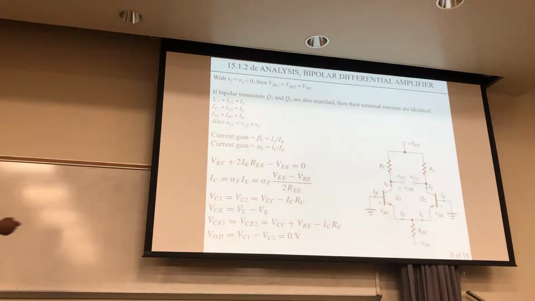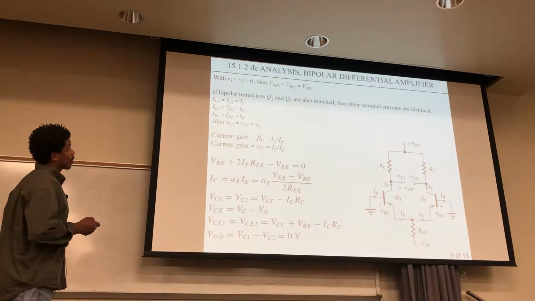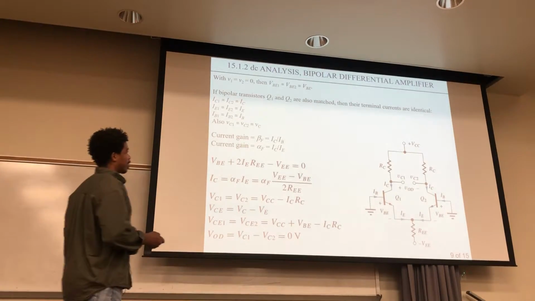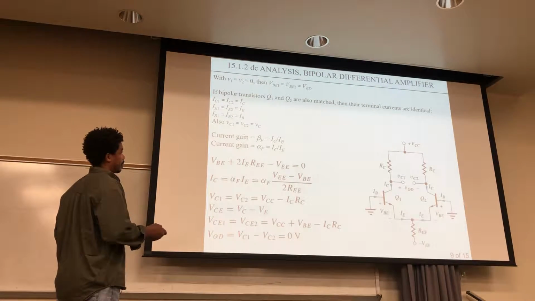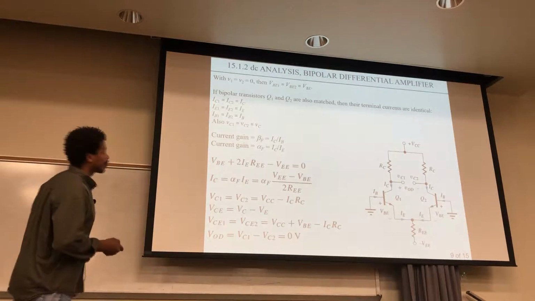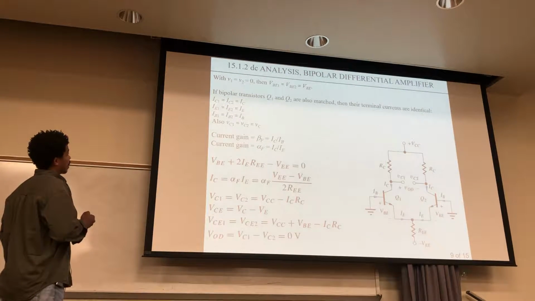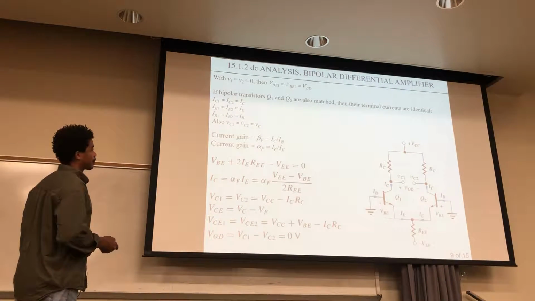Now, if the bipolar transistors Q1 and Q2 are also matched, then their terminal currents are identical. That's IC1 and IC2. Those currents are also matched, so we're just going to call those IC. And that also means that the IE1 and IE2, we'll call it IE, the currents coming out this way on both sides, are matched. And then also the IBs are matched. The currents going in here are also matched because of that.